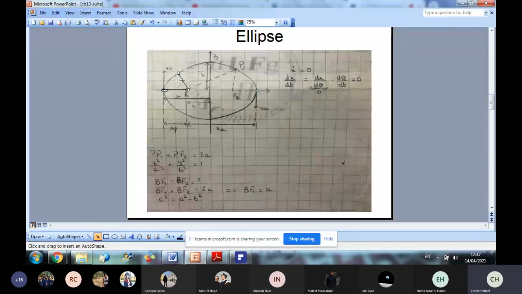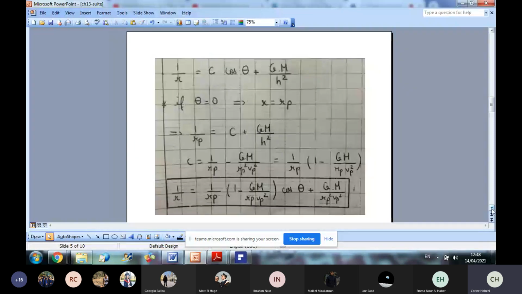Then I can say that at the perigee level, I have theta equals 0, and at the apogee level, I have theta equal to pi. So I can derive now the expression of RP and RA. So first, for theta equal to 0, I have that R is equal to RP, and then by replacing theta by 0 in my equation, I get that 1 over RP equals C plus GM over H square. So the constant C of my conic, of my ellipse, will be 1 over RP minus GM over H square.